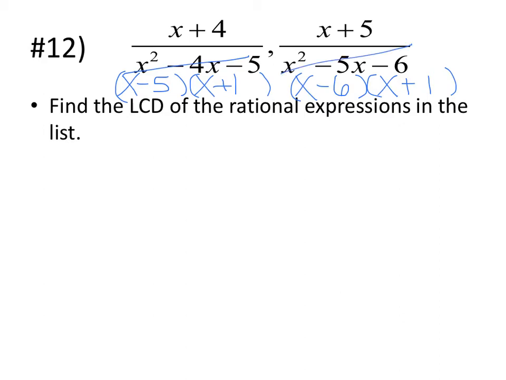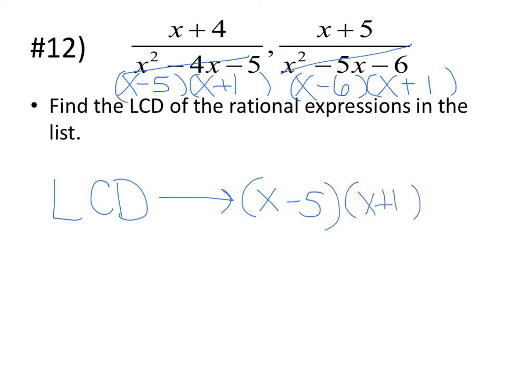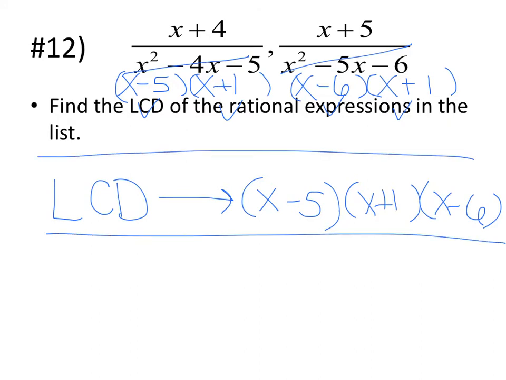So in order to find the LCD, you need an x minus 5. That's good. You need an x plus 1. So check, check. You need an x minus 6. Check. And you need an x plus 1, but I already have an x plus 1, so I'm good. So that is your LCD.